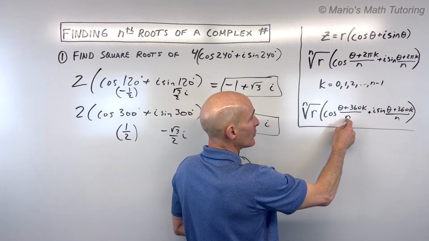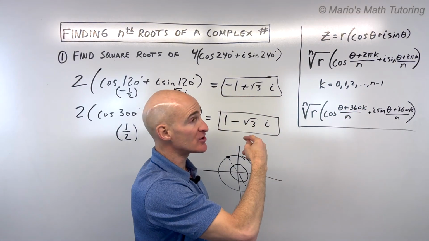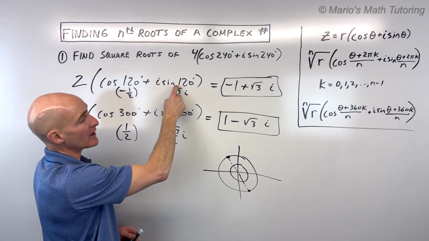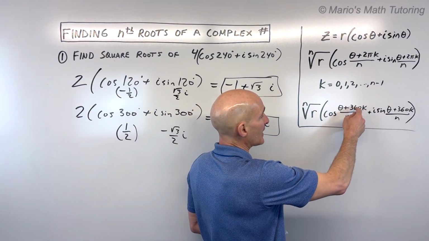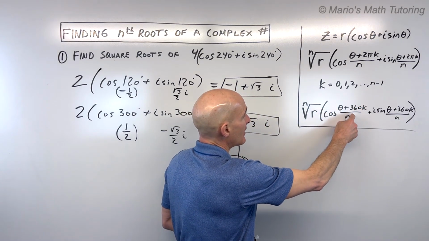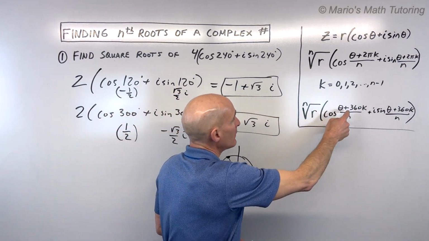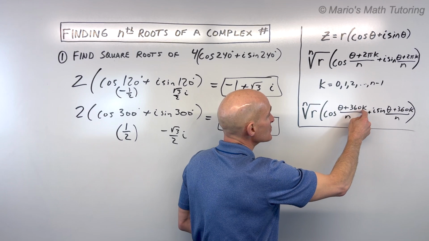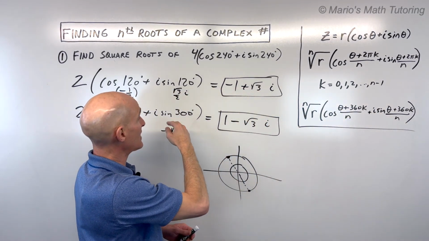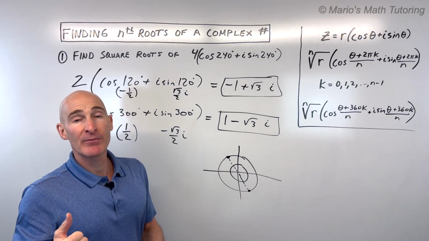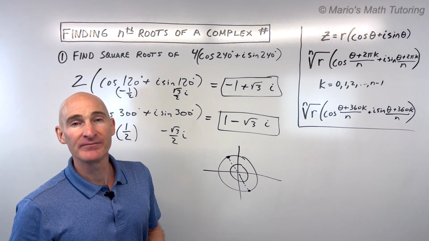So you just get the angle divided by n. In this case, n was 2. That's how I got this first angle of 120. Then to find the next angle, what I'm doing is adding theta divided by n, which was in this case 120, plus 360 times 1 divided by 2, which was 180, and that's how I got the next angle. Let's take a look at another example. I think you'll start to get a feel for the pattern.